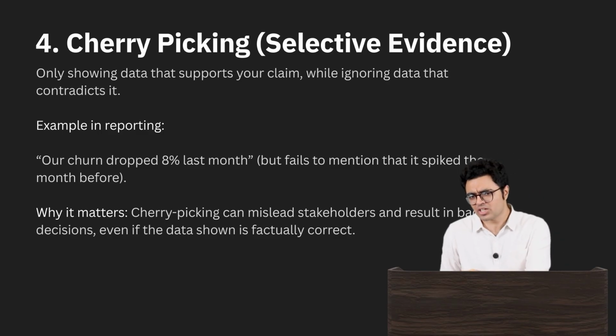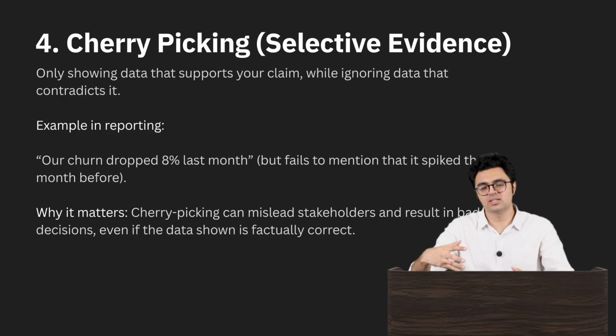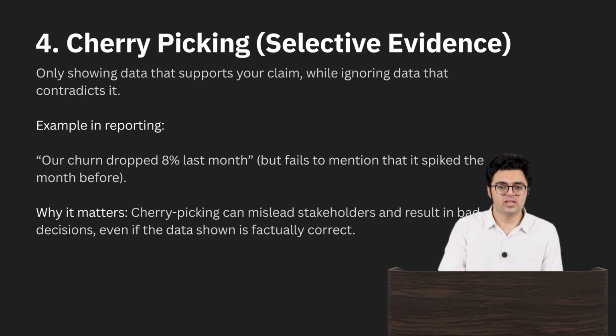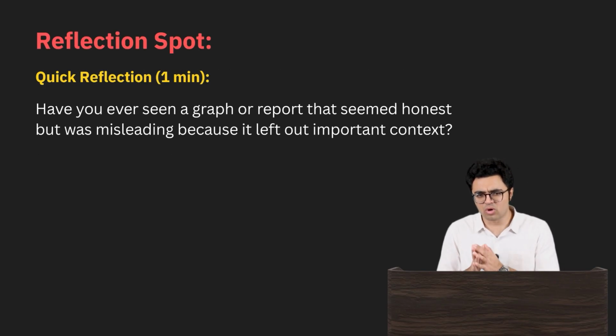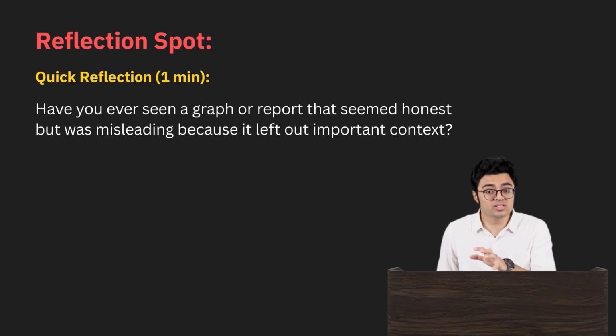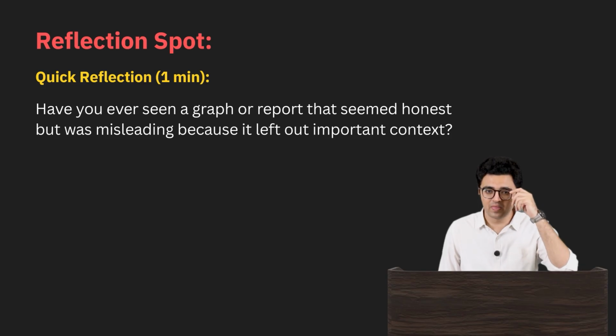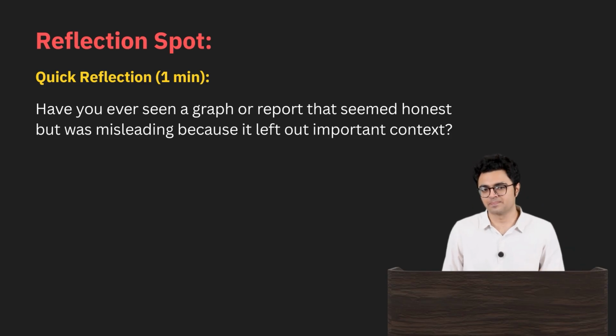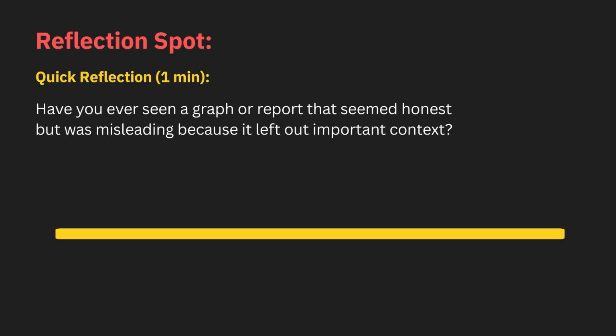So, the data might be factually correct, it just will not be complete. So, it may just be looking at the favorable reviews or the favorable data points while completely ignoring the contradiction. Before we move forward, it is important to stop for a moment and reflect on this question. Have you ever seen a graph or a report that seemed honest but was misleading because it left out important context? That may be a good example of cherry picking, and it will show you why cherry picking leads to a completely false picture of how the situation spans out.